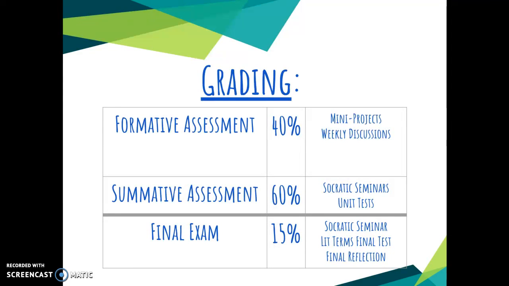The English department operates on a weighted grade system, and in World Lit this will be divided into formative assessments worth 40% and summative assessments worth 60%. Formative assessments include mini projects and weekly discussions in Canvas, and summative assessments include Socratic seminars and unit tests. The final exam package is worth 15% of the final grade and includes the Socratic seminar, Lit Terms final test, and final reflection.